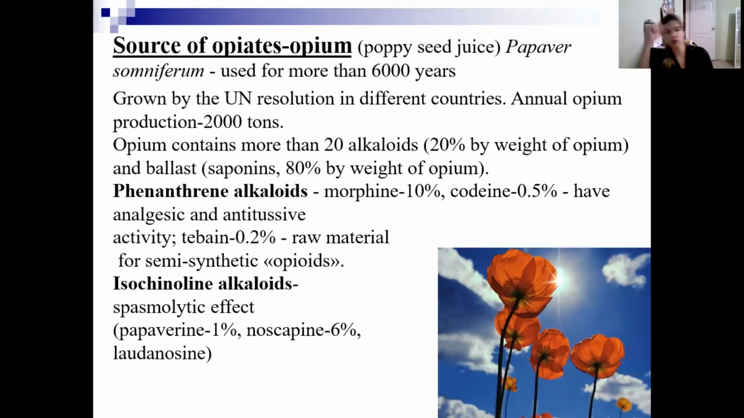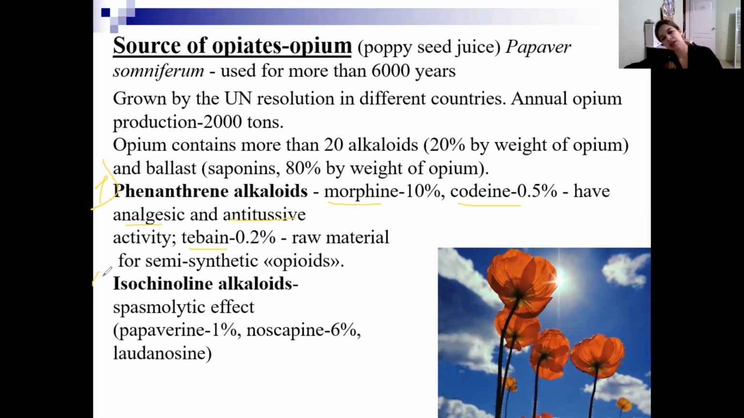Let's see what the alkaloids are. The alkaloids of opium are classified into two groups. The first group are phenanthrene derivative alkaloids. They are morphine and codeine. They have analgesic and antitussive activity. Also, we have thebaine, the raw material for semi-synthetic opioids.